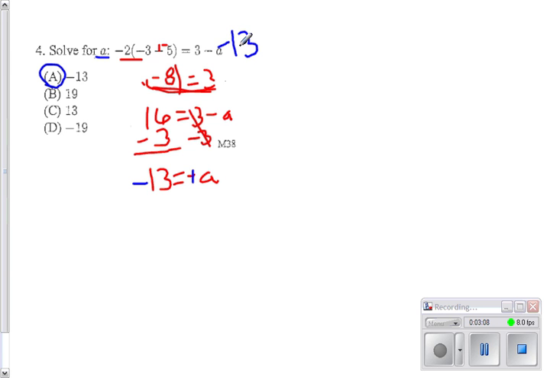So -13 into our equation, and we would have 3 minus a negative is the same thing as plus a positive, so we would have had 16 on this side of the equation. So -2 times (-3 minus 5) would have been 16 equals 16. So we would have been correct.